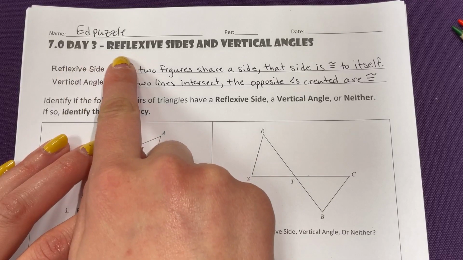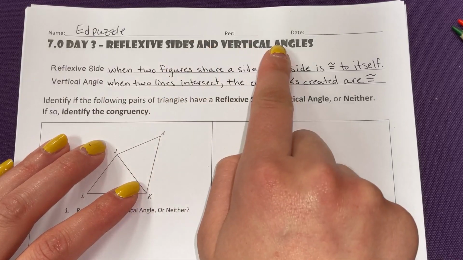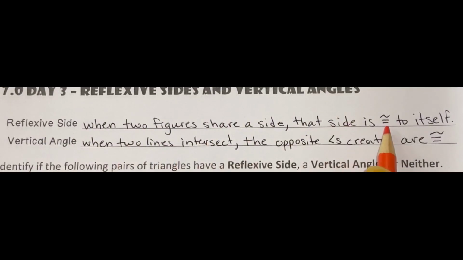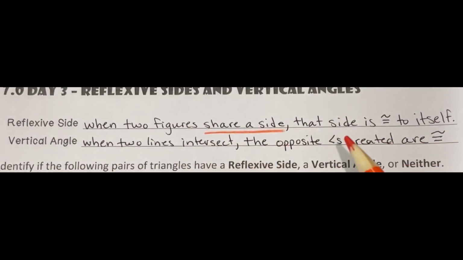Okay, so we have reflexive sides and vertical angles. A reflexive side is when two figures share a side and that side is congruent to itself. So they have to share that side. That's what a reflexive side is.